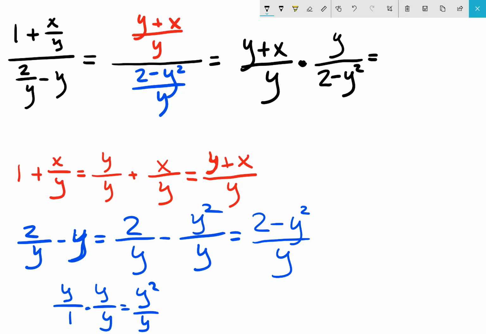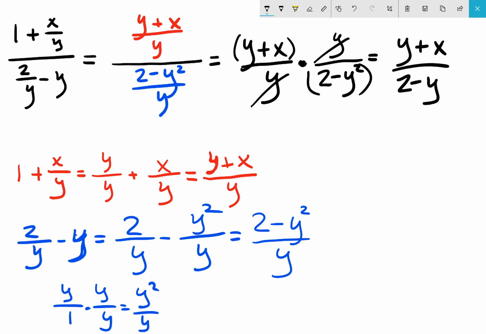And when you do that, y is a factor of the numerator and the denominator. So it's y times y plus x and y times 2 minus y squared. So y is a factor, which means you can cancel it. But you can't cancel anything else because nothing else is a factor. All right, so you're left with y plus x over 2 minus y squared. And that is number 1. That's the answer. You can't do anything else with that. You can't cancel anything. You're done.